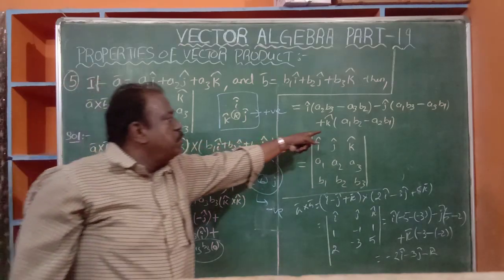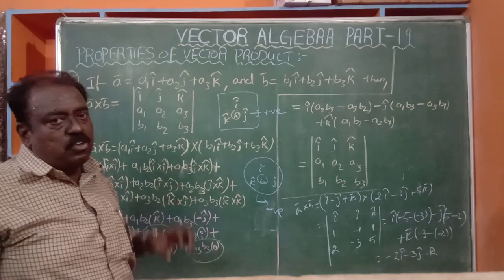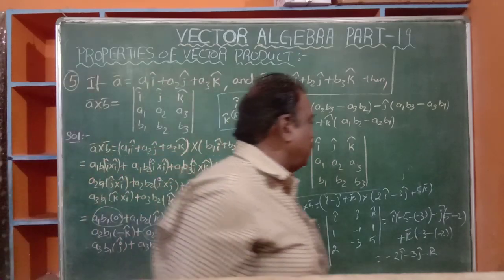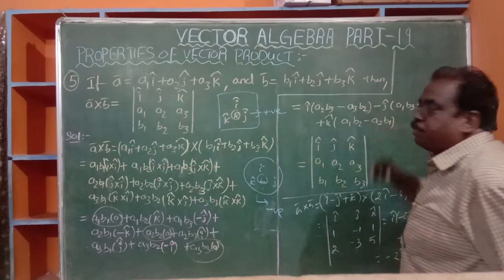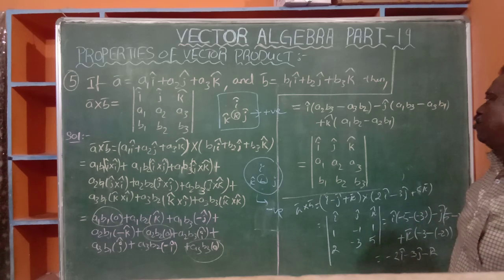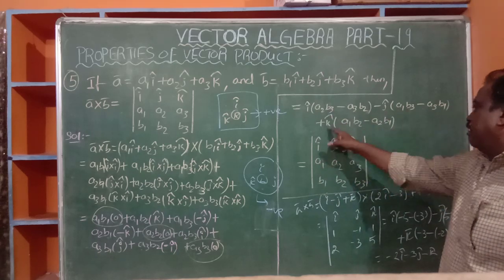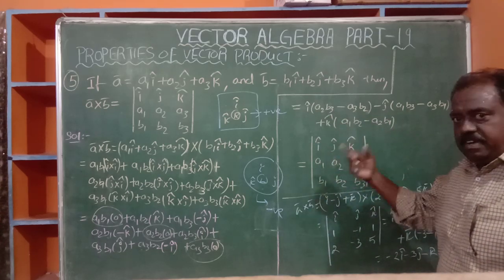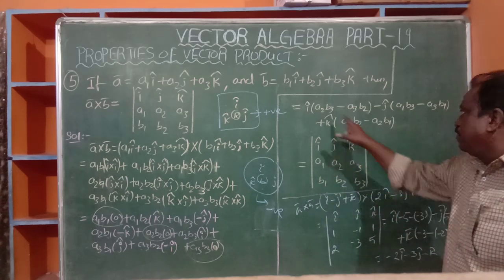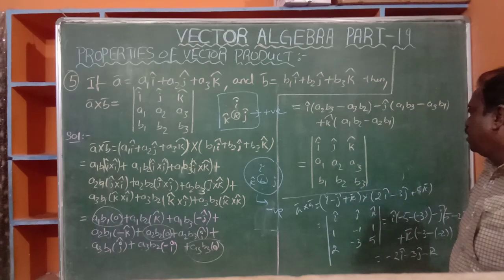But you may get some doubt: why are you taking plus I, okay, plus K, okay, but minus J, what is this? For some purpose, you observe. This expression is simply the determinant. You write I, J, K, A1, A2, A3, B1, B2, B3. I of A2 B3 minus A3 B2. Is it okay now?